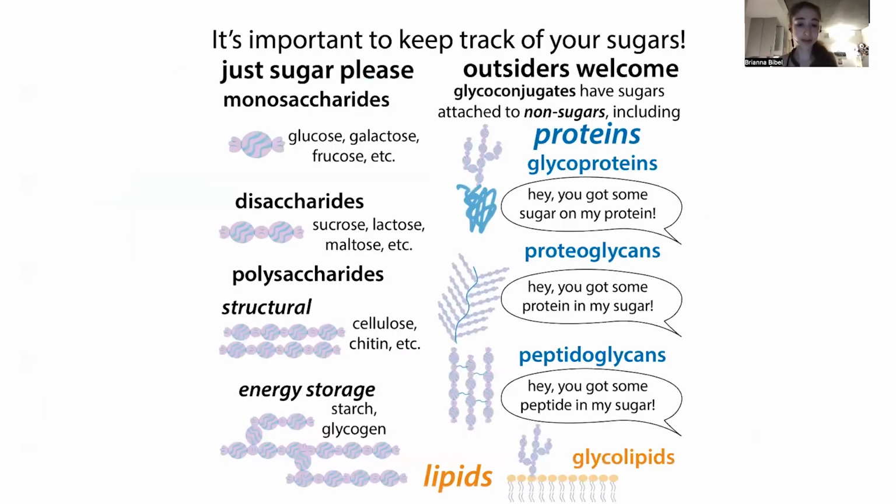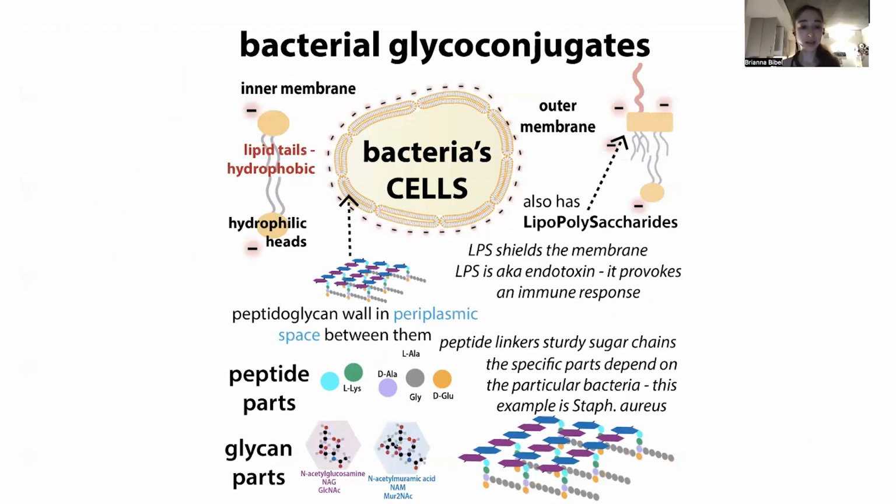Okay, next up, let's talk about peptidoglycans. Here we have sugar chains that are attached through short peptide linkers. The classic place where you see peptidoglycans is in bacterial cell walls, in the periplasmic space between the membranes. These peptide linkers are going to help rigidify it, and the specific peptide parts depend on the different bacteria. So this is Staph aureus, and you can see it has these glycan parts, but other bacteria will have different glycans.